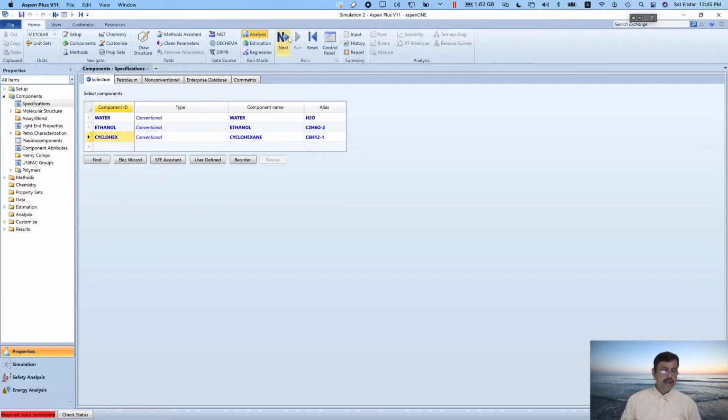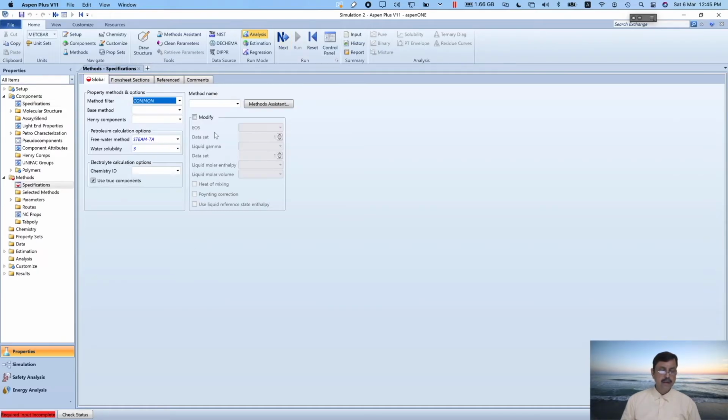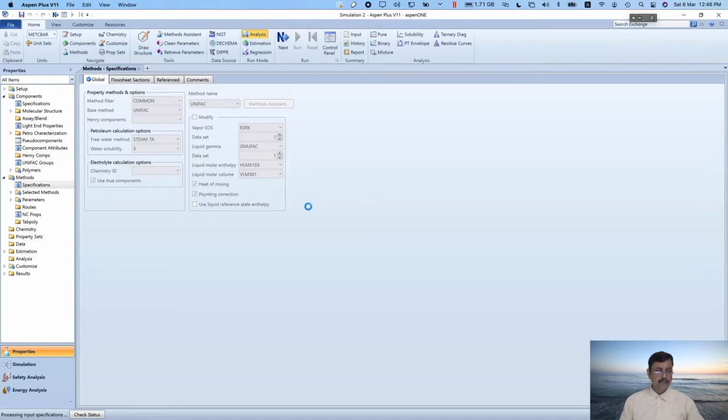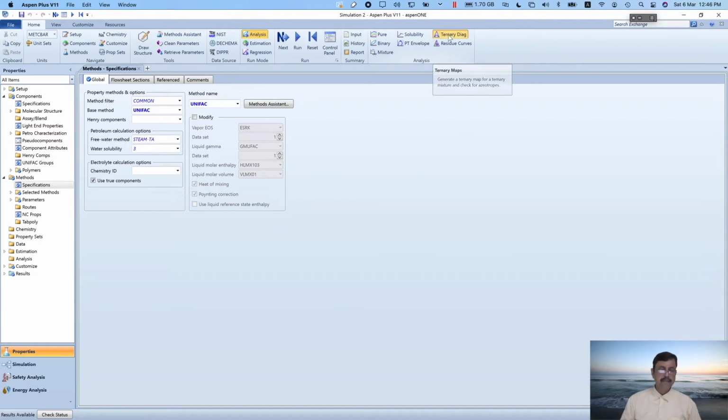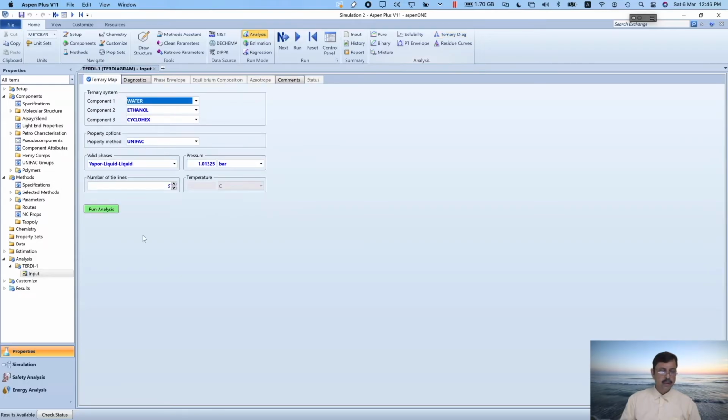Now we are supposed to use Unifac property method. Press next and run. So property calculations are done. Now again we bring in the ternary diagram. Water, ethanol, cyclohexane, Unifac property method. We have 15 tie lines. Run analysis.